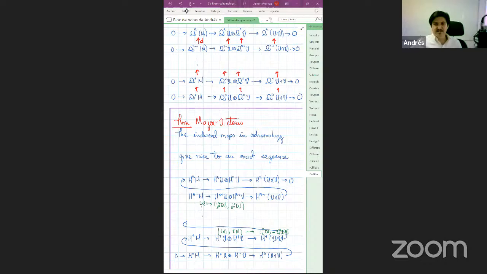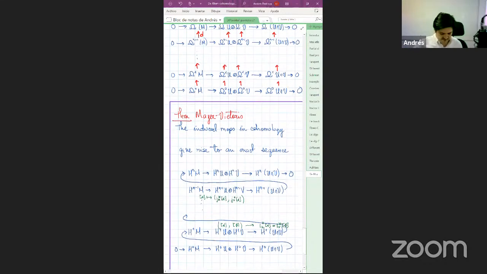Any comment or question on this? Okay. So let me have this right. This is an exact sequence, and we will use this exact sequence to compute the cohomology of several manifolds.